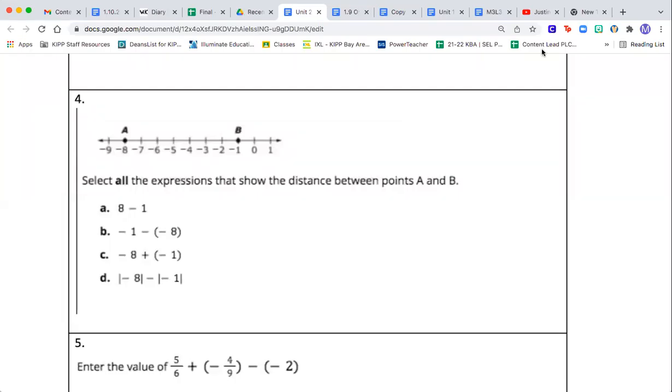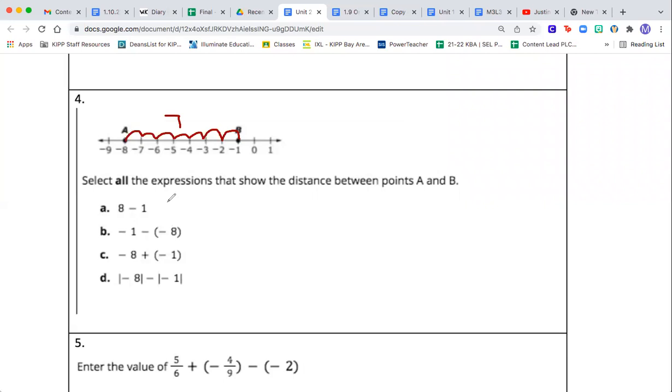All right, number 4 says select all expressions that show the distance between point A and point B. So if I look at A and B, the distance, if I count, is 1, 2, 3, 4, 5, 6, 7. So the distance is 7. Remember that distance is always positive, which is why absolute value is always positive. So we want to see which ones of these equal 7.